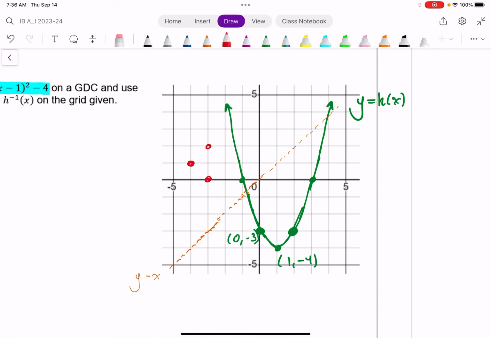And as you plot more and more points, you will see that what we have is a parabola opening to the right. It's a reflection along that line. It's not a function. It fails the vertical line test. For many x values, there are 2 y values, but it was quite quick. And so that is the inverse of h of x.